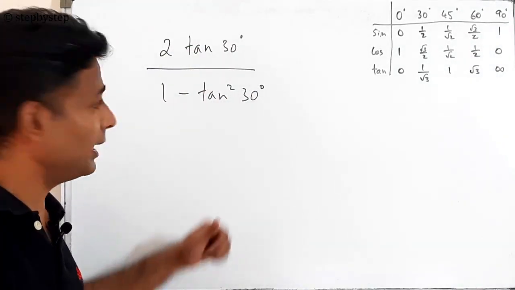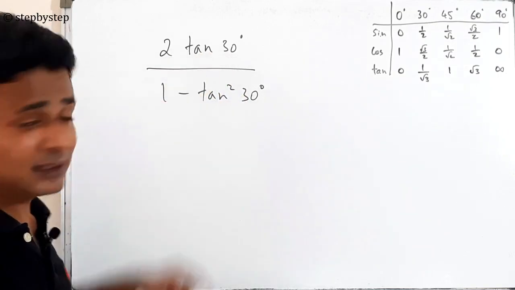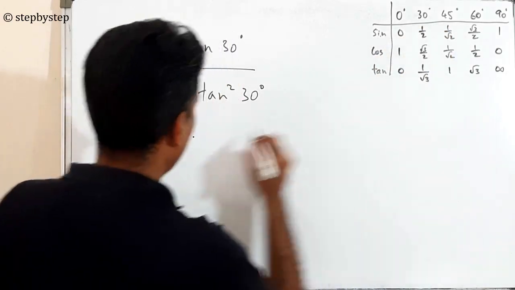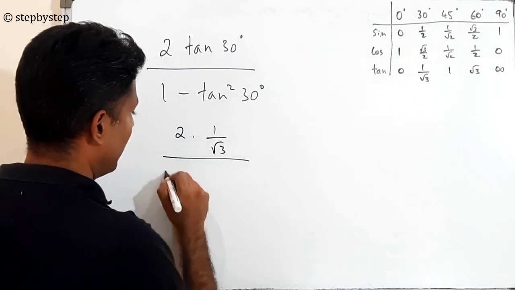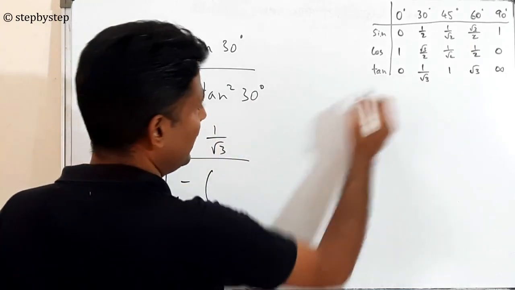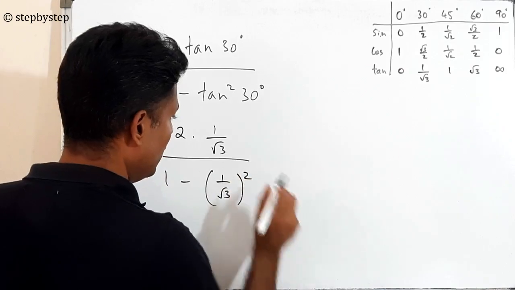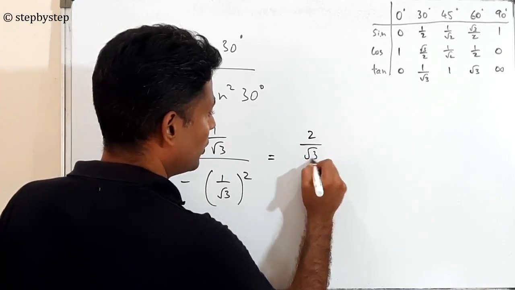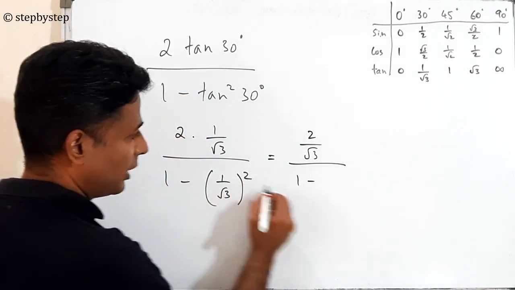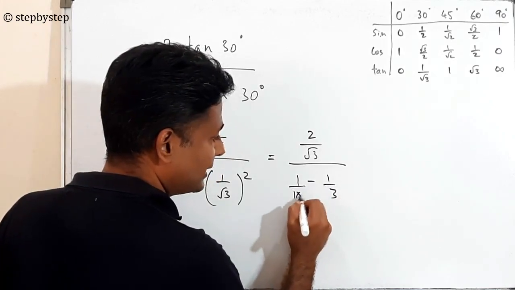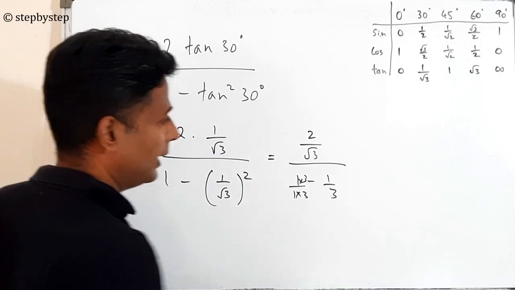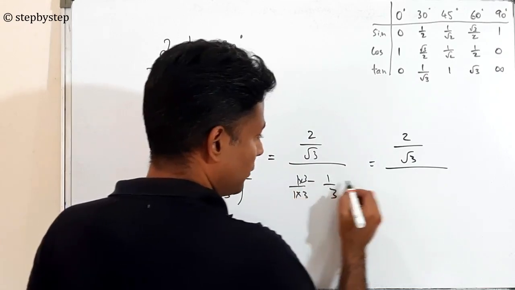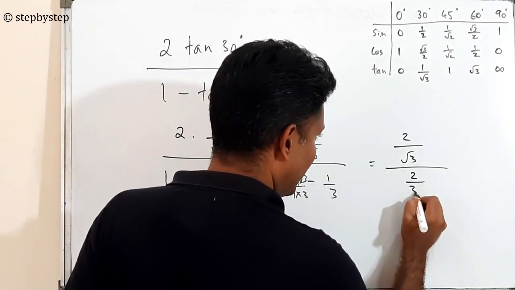The next sub question, guys, was this: 2 tan 30 by 1 minus tan square 30. So 2 into tan 30 is how much? 1 by root 3. By 1 minus tan square 30, is tan 30 whole square. So 1 by root 3 whole square. So guys, this is equal to 2 into 1 by root 3, 2 by root 3 by 1 minus 1 by root 3 whole square, 1 by 3. So we have to take LCM, 3 into 3. So we get 2 by root 3 by 3 minus 1, 2 by 3.